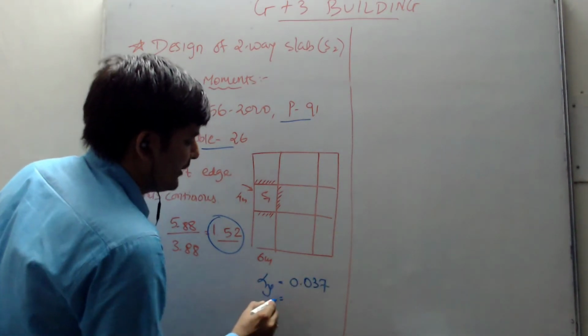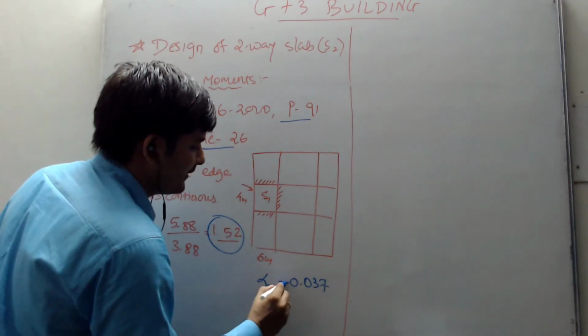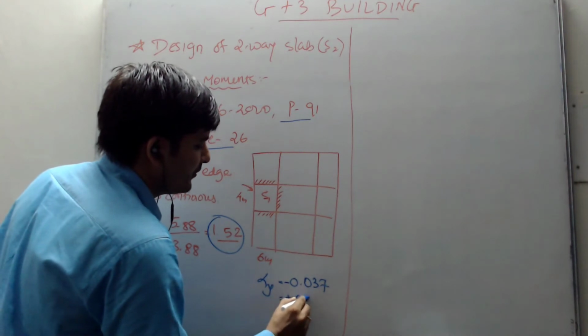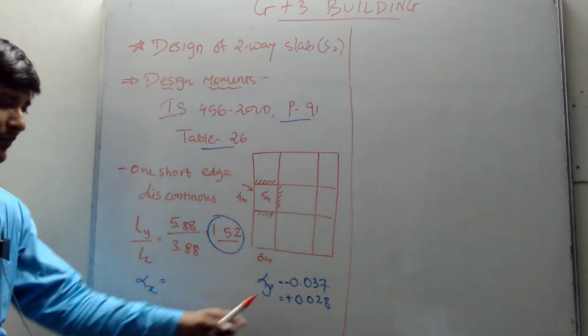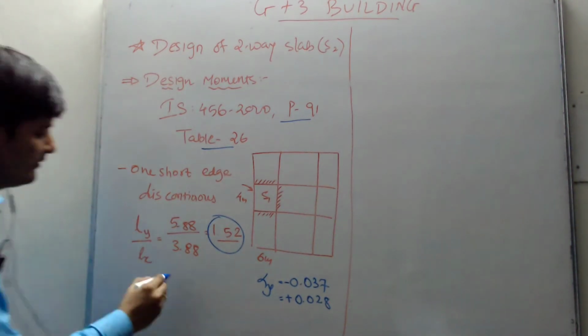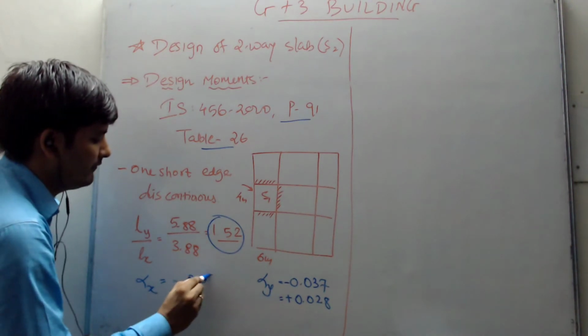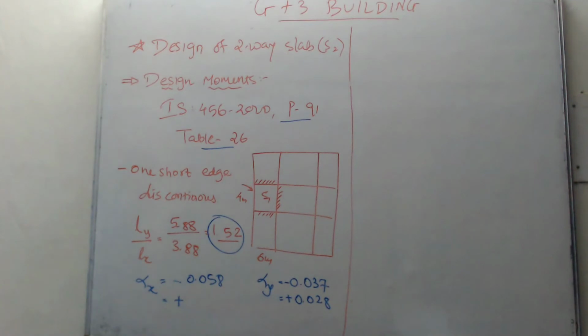Two values will be there. One is negative, second is positive. So second value is plus 0.028. This is negative, this is positive, 0.028. Negative is for support and positive is for span. Same way alpha x, if you see the table for Ly by Lx ratio 1.52, you will get alpha x as minus 0.058, and second positive value, alpha x positive, will be 0.045.